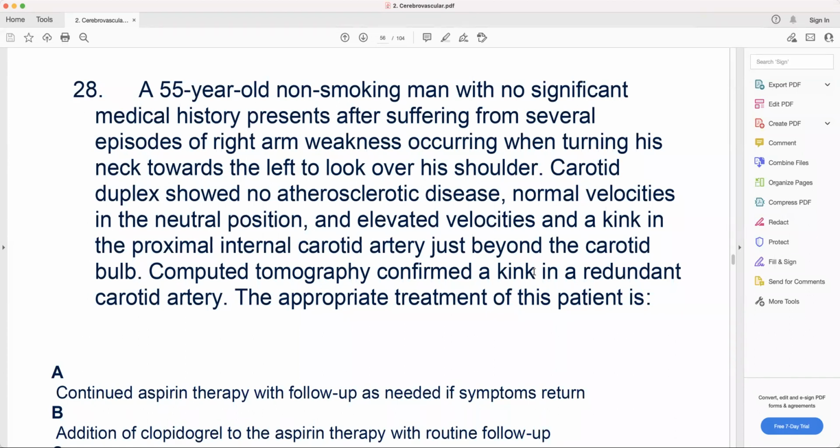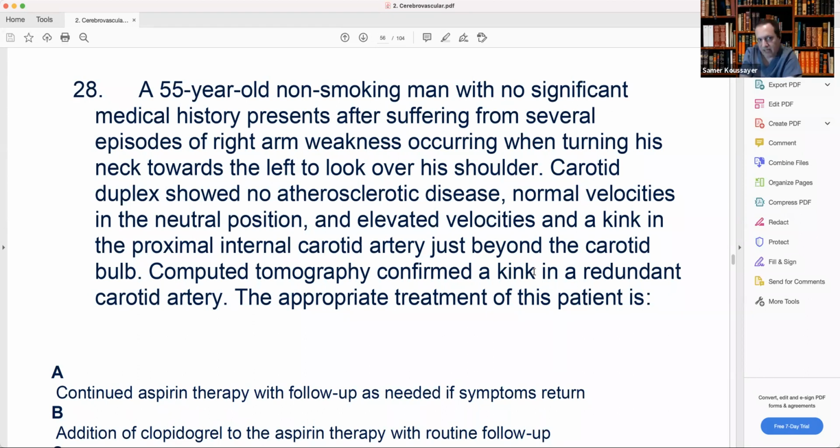But in this scenario, they make it easier. They told you we have evidence that this symptom came from there, because when he turned his head, the velocity went up. That means the kink is affected by neck movement, and his symptoms also come with neck movement. So the whole scenario fits a symptomatic kink. Asymptomatic kink, we leave alone. We don't care about it. But symptomatic kink, we have to fix it.